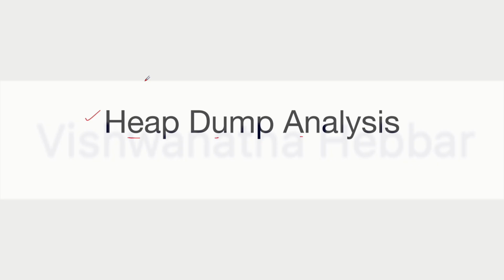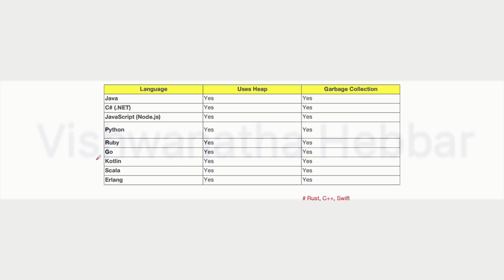All have a managed memory space where objects live and some form of automatic memory reclamation, which is also called garbage collection. Here is a list of some of the programming languages which use the heap and also some form of garbage collection. The concept is similar, but the internal working mechanism can be slightly different from one programming language to another. All these languages have some kind of heap where the objects are stored and also some form of automatic memory reclamation, which is called garbage collection.